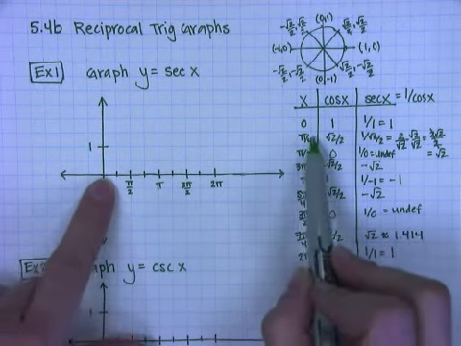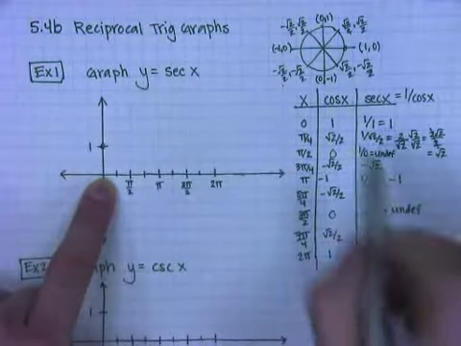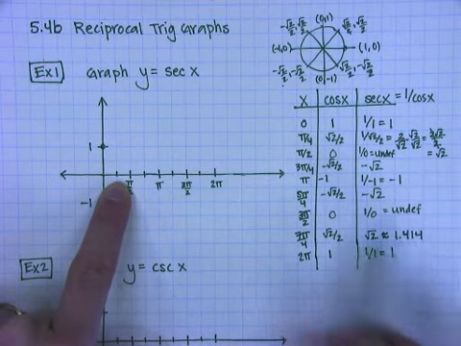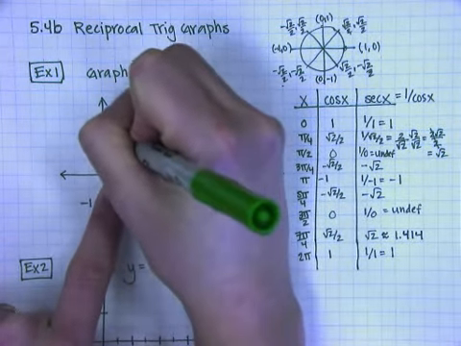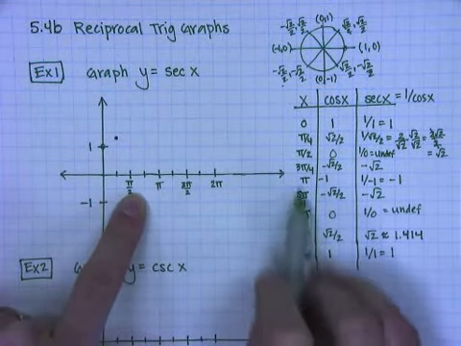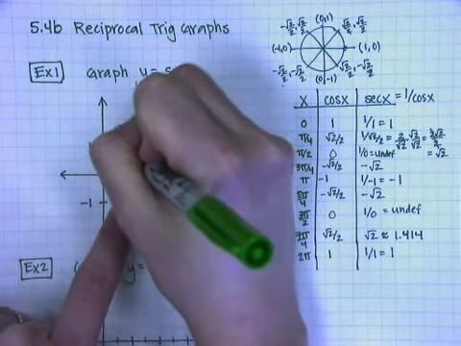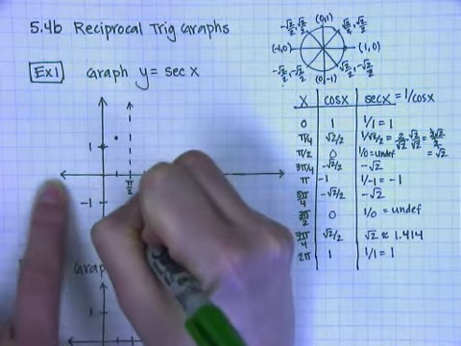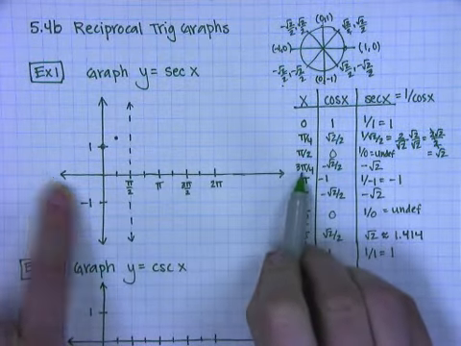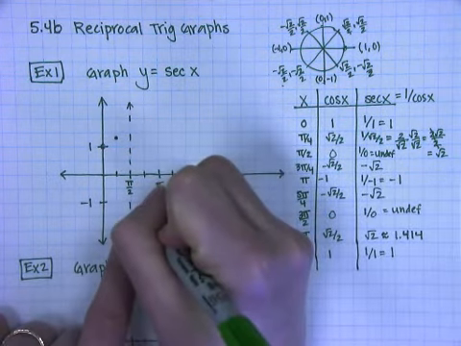So now I'm going to graph these points. At 0, I'm going to go up 1 and put a point. At pi over 4, I'm going to go up root 2, which is about 1.41. So I'm going to go up 1 and not quite a half. At pi over 2, I'm at undefined, so that means pi over 2 is going to be a vertical asymptote for me. At 3 pi over 4, I'm at negative root 2, so that's going to be negative 1 and not quite a half.